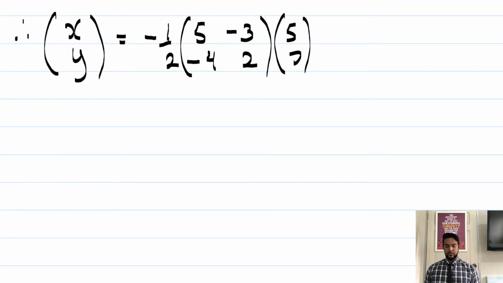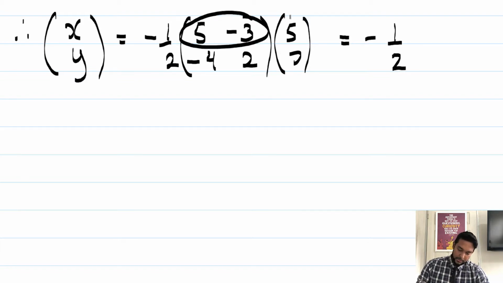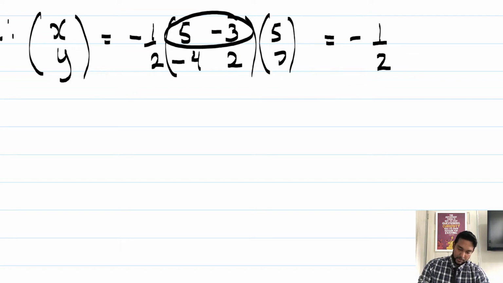And now what we have to do is multiply these two matrices together, and then we'll bring in this minus a half afterwards. Okay, so remember how to multiply matrices together, right? You have to multiply the elements in a row by the corresponding elements in a column.